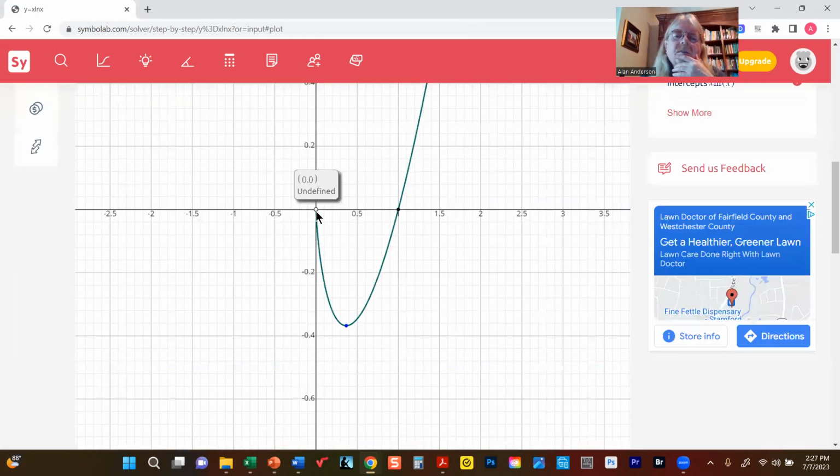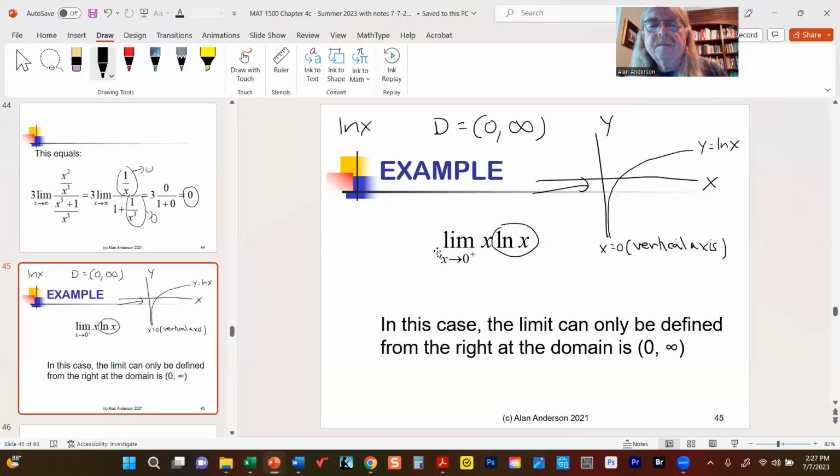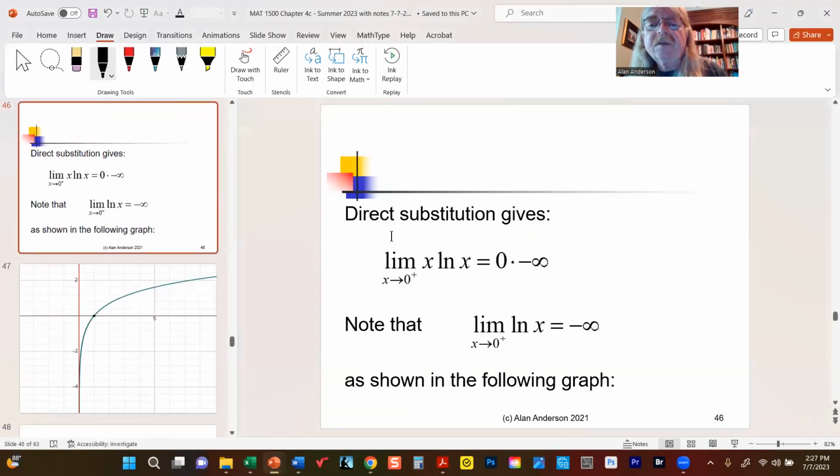Okay, there's a hole there, but if you notice, it's not coming from both sides. We've seen cases before where there was a hole in the function, but the limit was approaching the same value from both sides. That means there is no two-sided limit in this case, but there is a one-sided limit as x approaches zero from the right. And we can prove it now. Direct substitution gives us 0 times negative infinity. We don't want that.